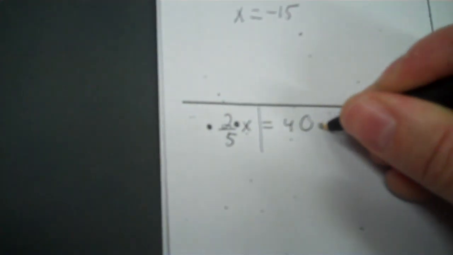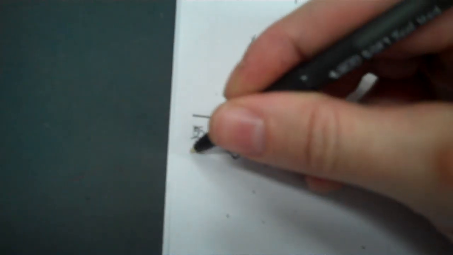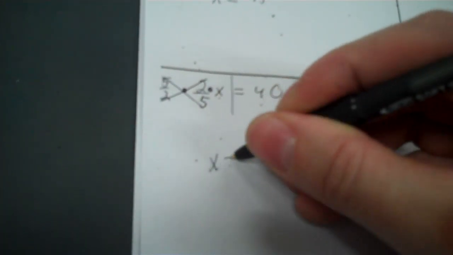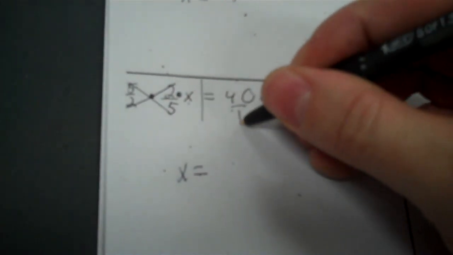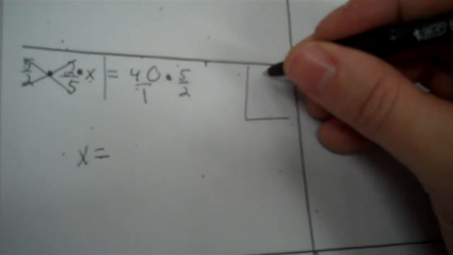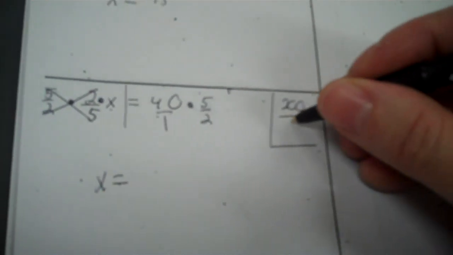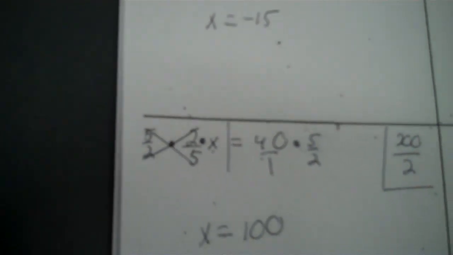Okay, I can multiply by the reciprocal. So 5 over 2, 5 over 2. You can cross those out and you have x. Put a 40 over 1. And then 40 times 5 is going to be 200. Then 1 times 2 is 2. So 200 divided by 2 is 100. That's your answer. And that makes sense because 20, 40, 60, 80, 100. Sorry, I think I misread that the first time.